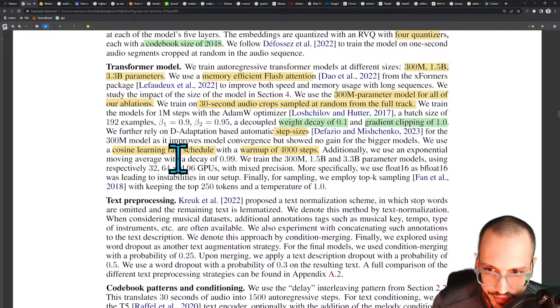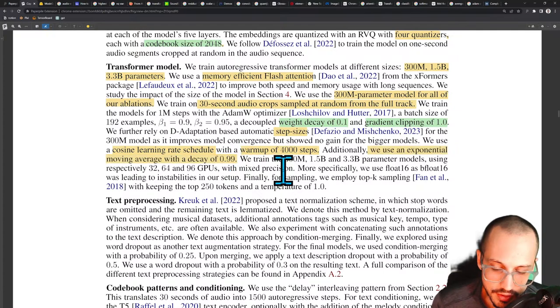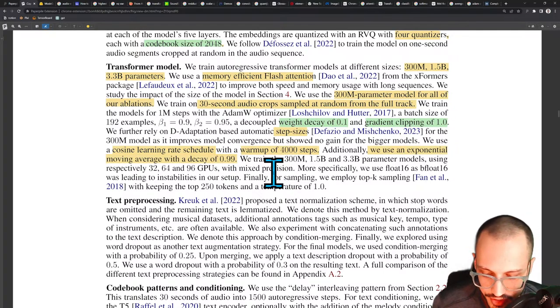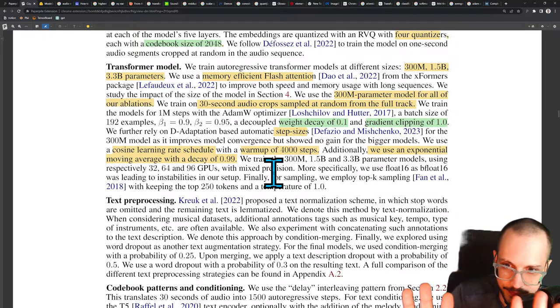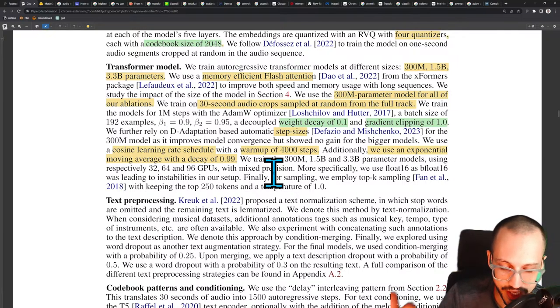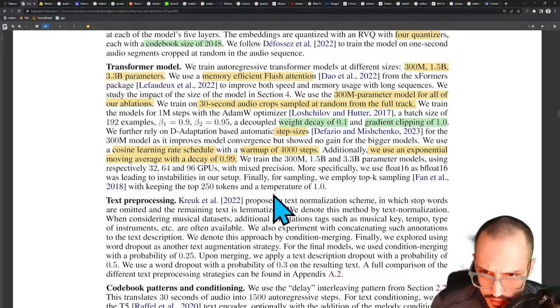Additionally, we use an exponential moving average with a decay of 0.99. An exponential moving average is more of a case when you're doing these distributed trainings with lots of GPUs that are all training at the same time. Each of those GPUs has a slightly different version of the neural net that they've gotten to from training. So what you do is you basically just average all of those together. We train on a monster amount of GPUs here.